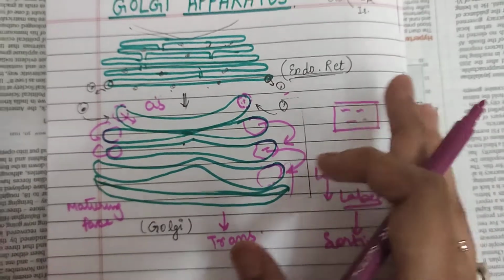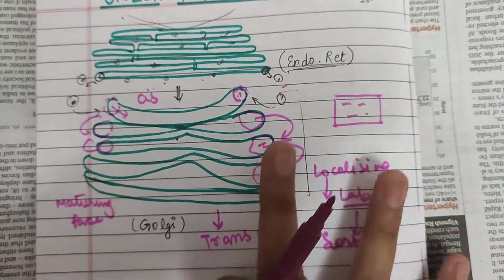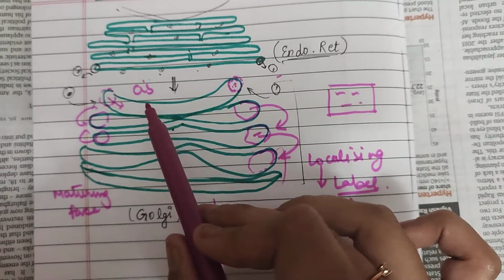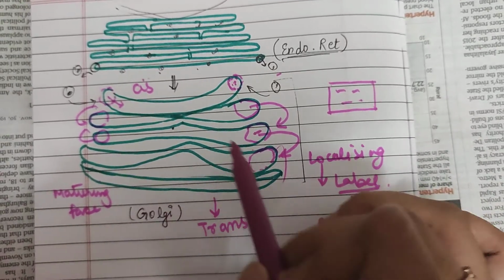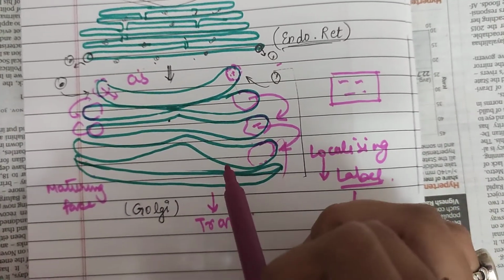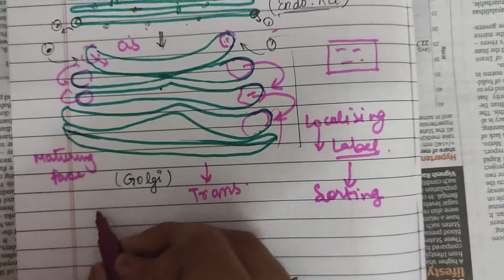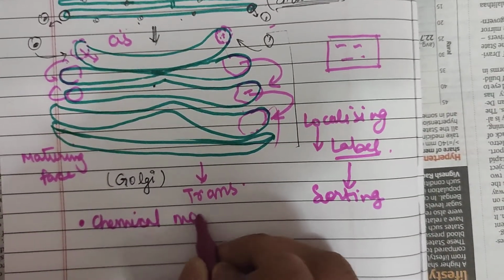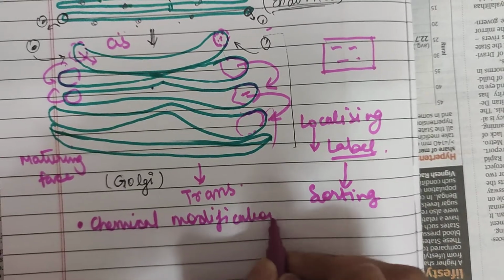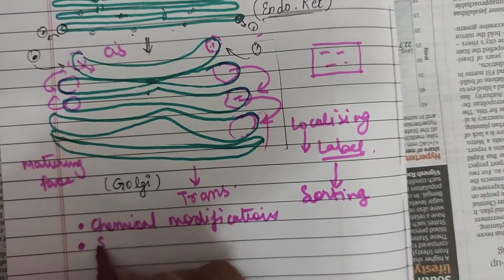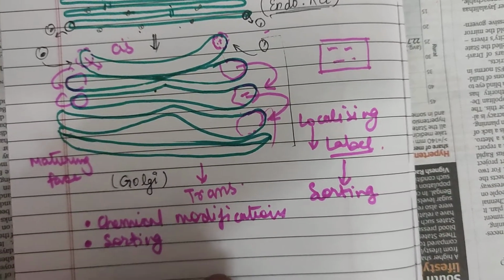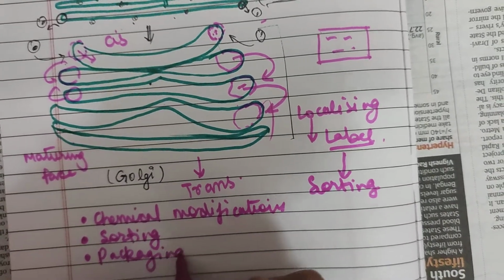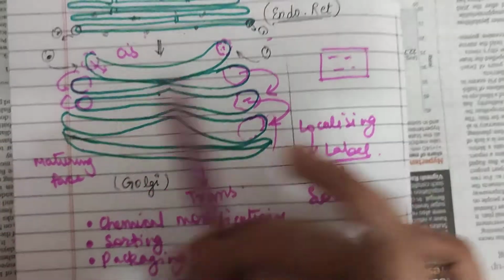Fine. If it is clear, let me talk a bit about the structure. Of course, this swollen part is where the pinching off of the vesicle is going to happen. These all are the cisternae. There are certain things happening in the Golgi, like chemical modifications, sorting of proteins, and packaging. All of this is happening inside the Golgi.